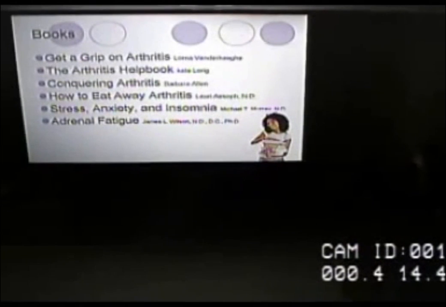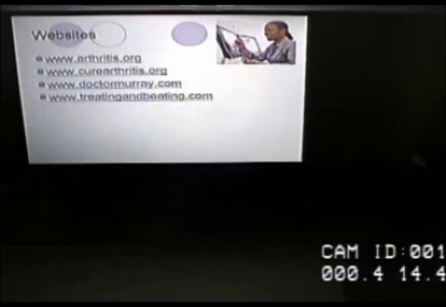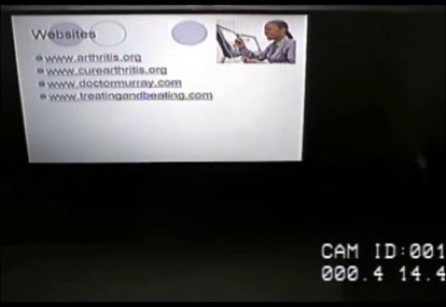Okay. So these are some books that Genoa and I had found and recommend that are out there. Get a Grip on Arthritis, Lorna Vanderhaeg, The Arthritis Help Book by Kate Lorig, Conquering Arthritis by Barbara Allen, How to Eat Away Arthritis, Stress, Anxiety, and Insomnia, Adrenal Fatigue, because this, again, all ties into everything that's going on in the body. Websites, the Arthritis Foundation, Cure Arthritis, Dr. Murray, he has a lot of stuff on a lot of issues, but you can read up on arthritis there.